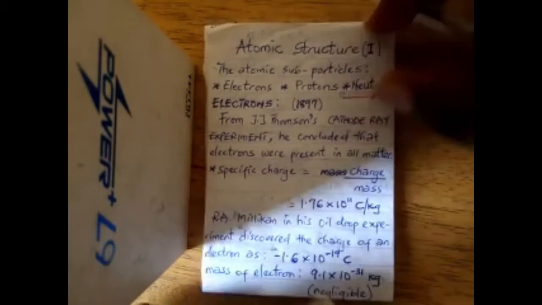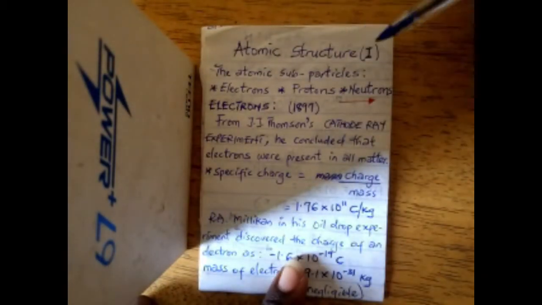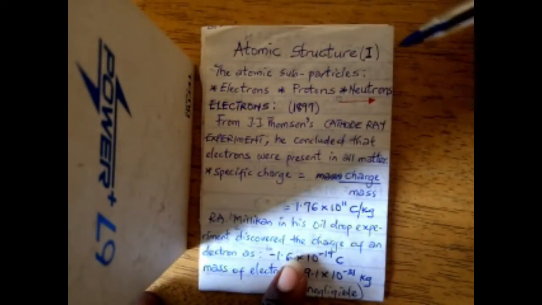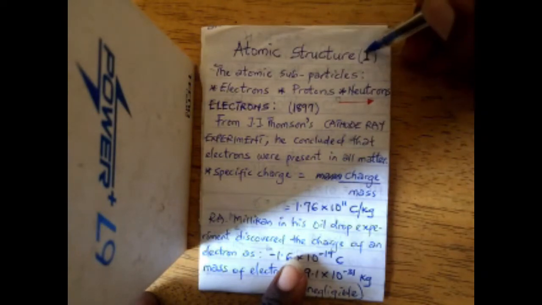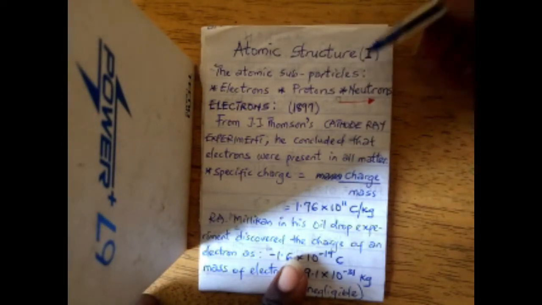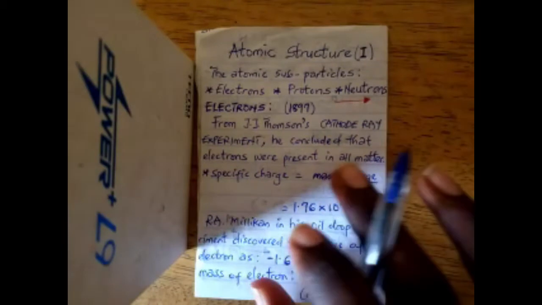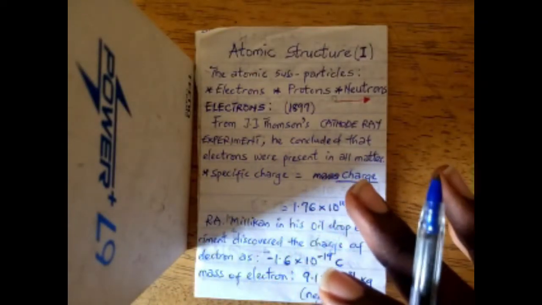Today I'll be talking about atomic structure, and the class will be divided into two. This is the first class, which is atomic structure 1. So basically we'll be looking at what the atom is made up of.